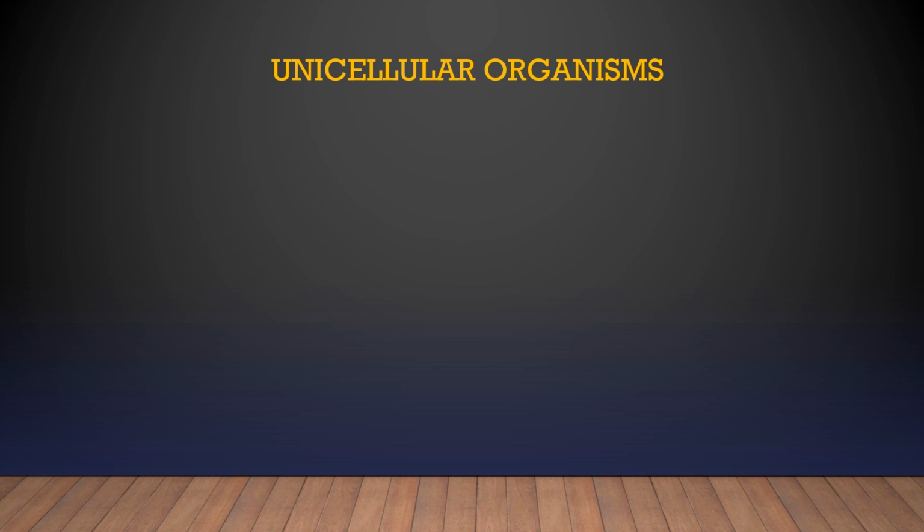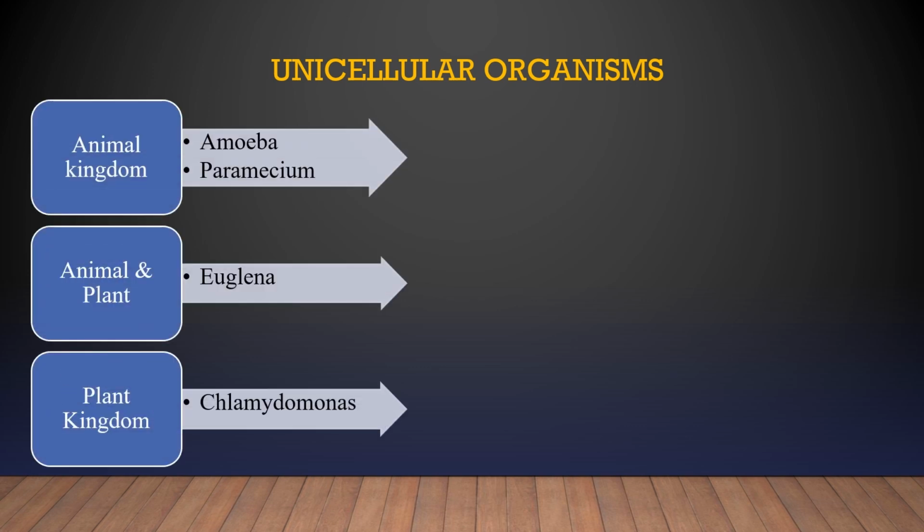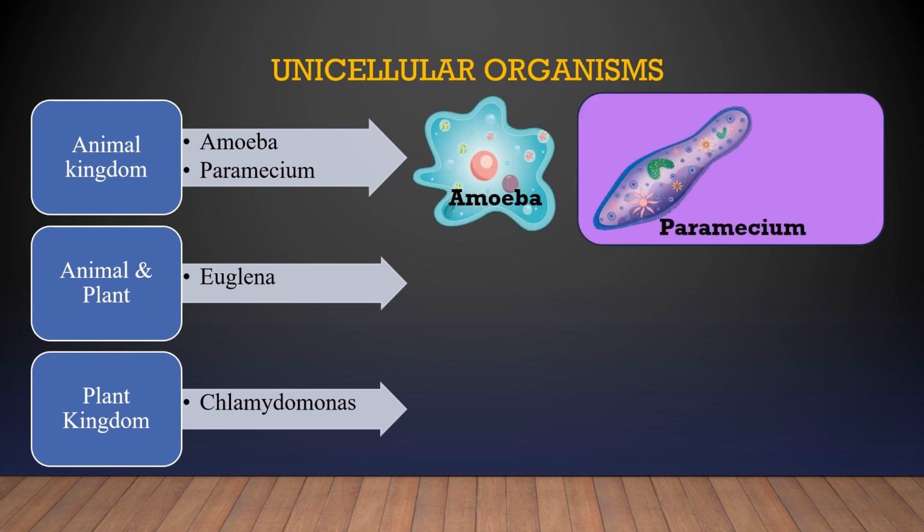Now we are going to look into unicellular organisms. Unicellular organisms can be divided into three groups such as an organism from animal kingdom, organism that share both the animal and plant characteristic, and lastly organism from plant kingdom. First of all we have animal kingdom. We have amoeba and paramecium. They both under animal kingdom because they can move around. Amoeba has an irregular shape while paramecium resemble a shoe sole.